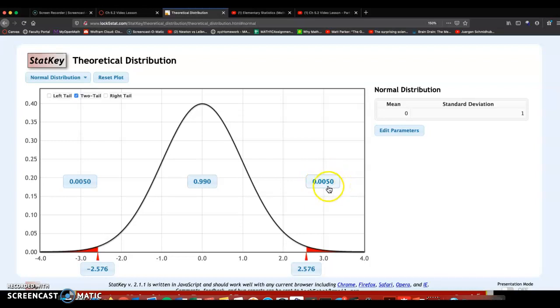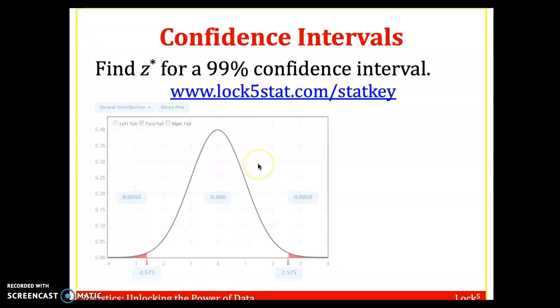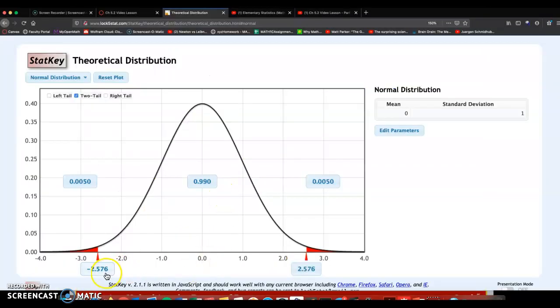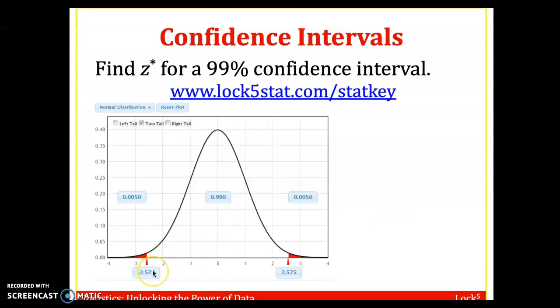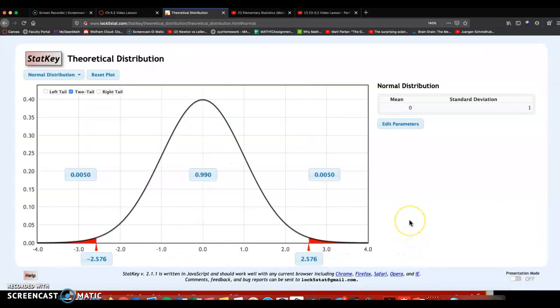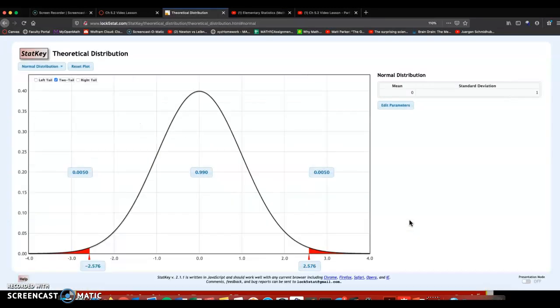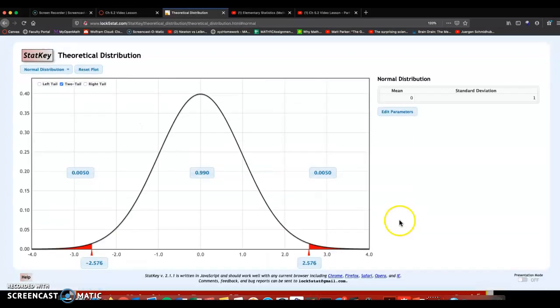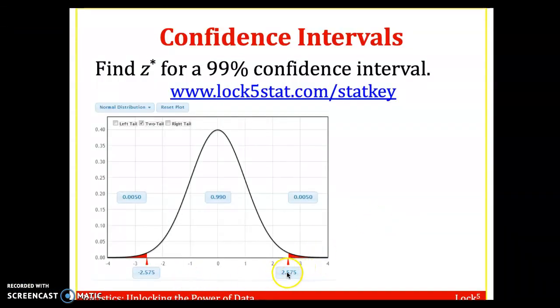Down here, notice on the side, I have 0.5% in each extreme tail, 99% in the middle. And then down here, I have minus Z star, and then here's Z star, 2.576. All right, take a screenshot. Oh, that's interesting. Different rounding. Anyway, I'll have to look into what StatKey is doing here. But it would be 576, and at the third decimal, we won't stress about that too much. But Z star is about 2.576.